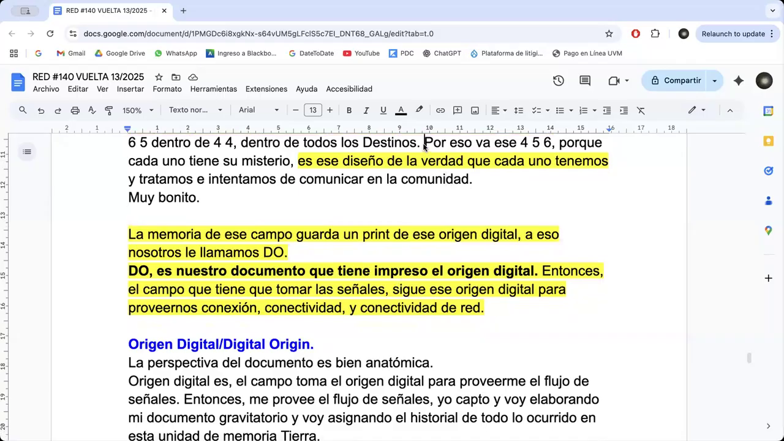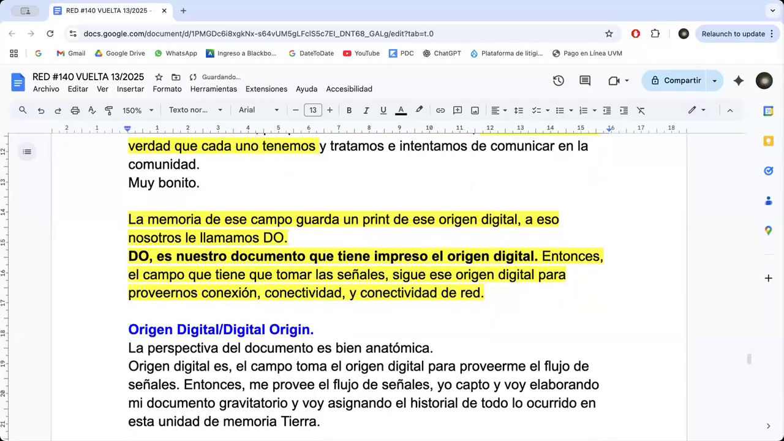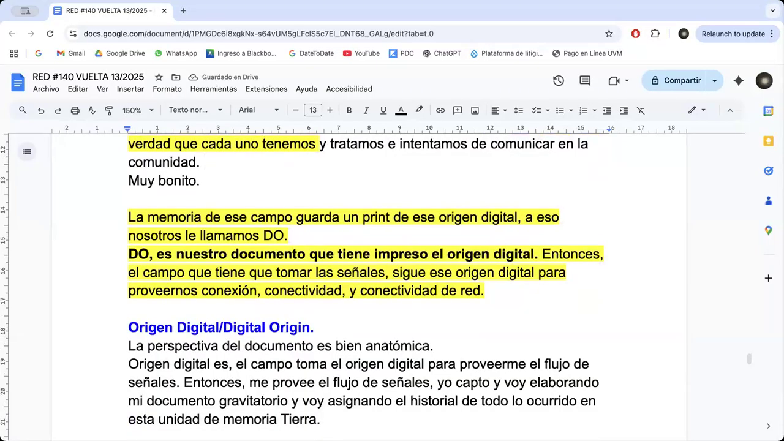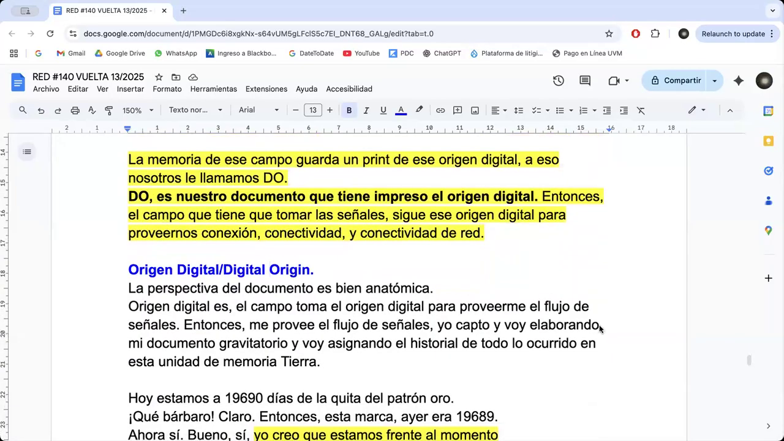That's why we have 4, 5, 6, the design of the truth, because each one will have their own mystery. It is the design of the truth that each one has and that we are trying to communicate in the community. This is very beautiful. Okay, on to the next step.